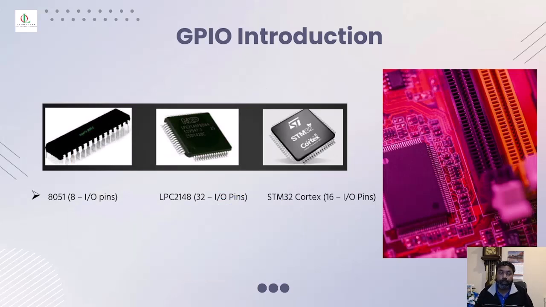Moving on with the GPIO, as I said earlier, the 8051 chip has 8 I/O pins. On those 40-pin ICs you get 32 pins, but this is an 8051 and the previous one I showed was a different one. The LPC2148 has 32 I/O pins. It's from a company called NXP Semiconductors. And this is the one we are learning in this whole course, the STM32 Cortex-M4, and it has 16 I/O pins, and you will get to learn about what they are all shortly.